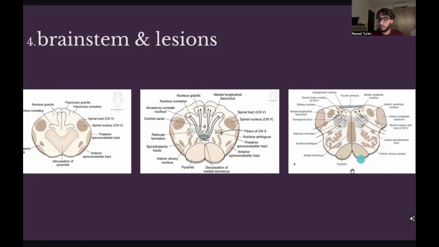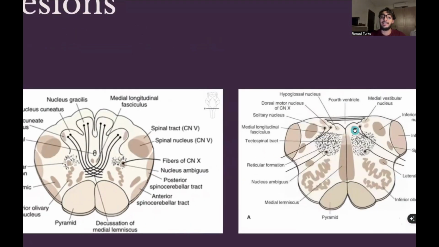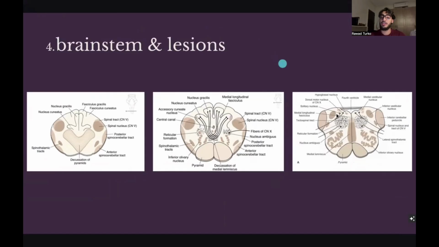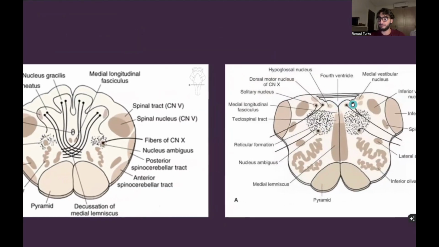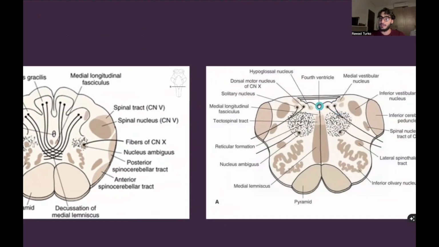So here, always in the medial part of the brainstem, we have the pyramids. We have the medial lemniscus carrying proprioceptive function, and we have our pure motor nuclei. In this case, since we're looking at the medulla, we can see the hypoglossal nucleus medially. And right lateral to it, we see the dorsal motor nucleus of cranial nerve 10, the vagus nerve, and the solitary nucleus. This is where the vagus nerve would be exiting from.